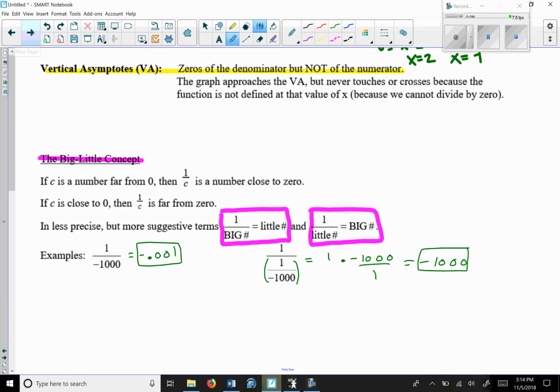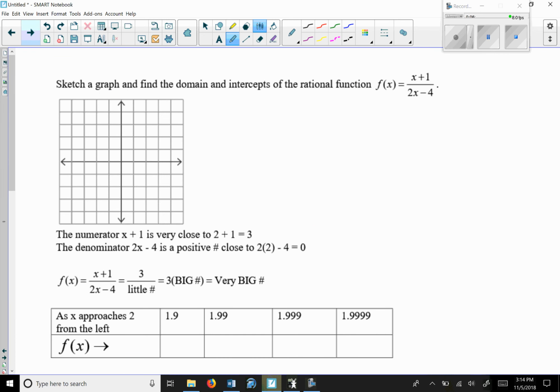So let's go ahead and use that to help us graph this next problem. We want to sketch a graph of this, and then we're also going to talk about the domain and intercepts. So let's go ahead and start off with what we know. We can go ahead and factor this. That's usually the first thing that I do. So I have x plus 1 over 2 times x minus 2.